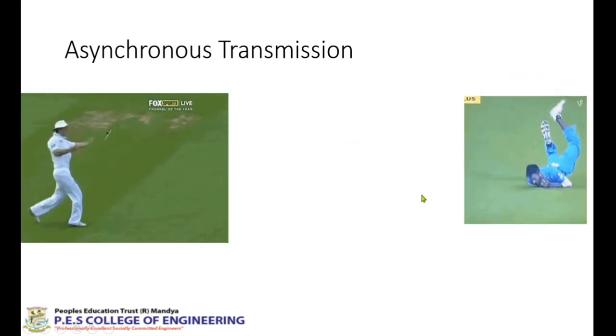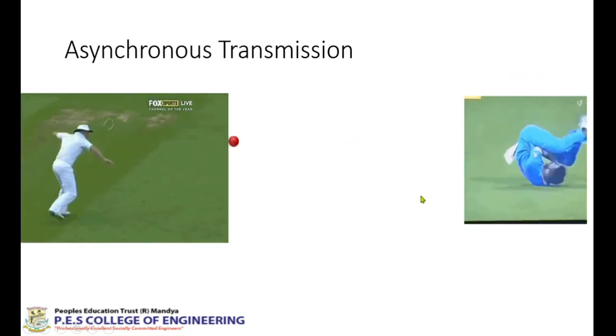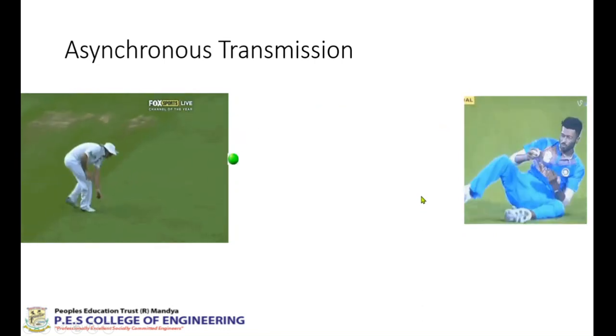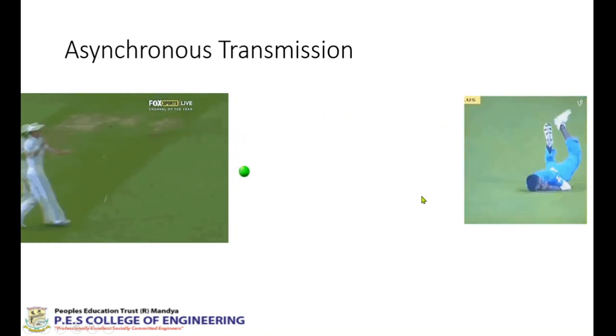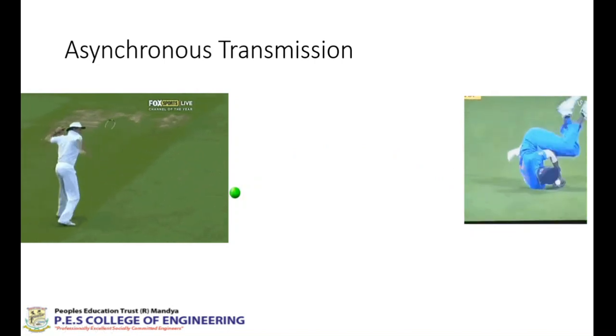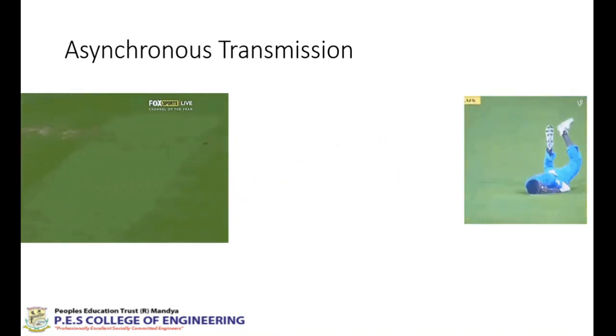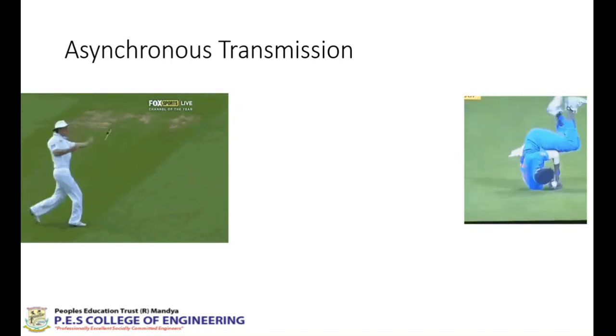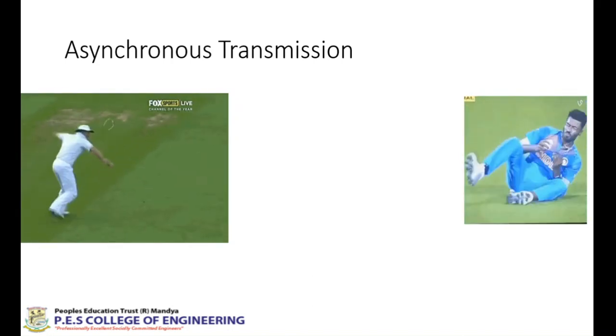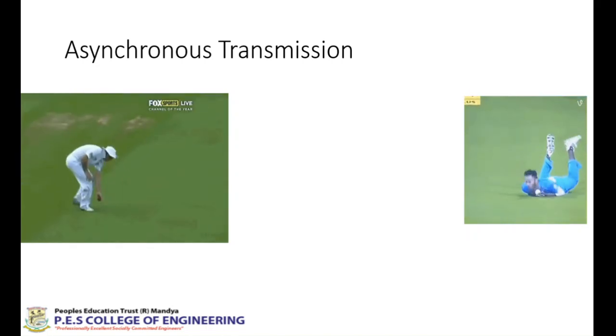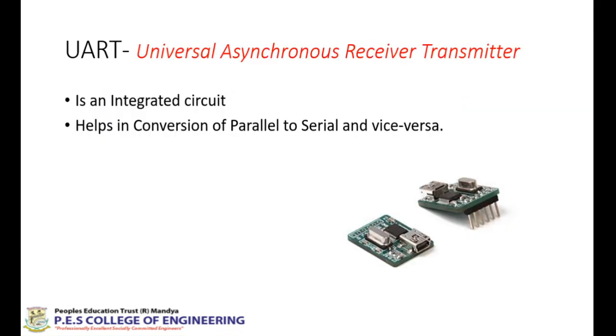It is something like this: both the transmitter and receiver should be in phase so that the data can be properly received. If not, then this catch will be dropped, as you can see between the transmitter and receiver over here. Okay, going to the next part, that is UART.